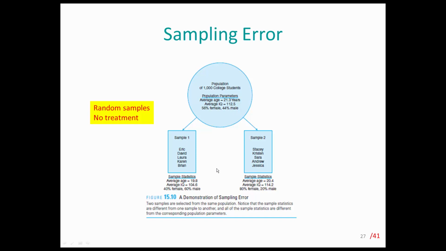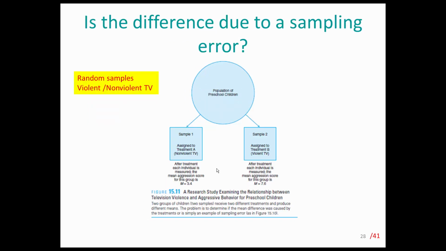Although the sampling is random, as you see, the average age and the average IQ are not the same in those two samples. That's what we call sampling error. In inferential statistics, our main job is to see how much of the difference between two samples is due to random error or sampling error, and how much of the difference is due to treatment.